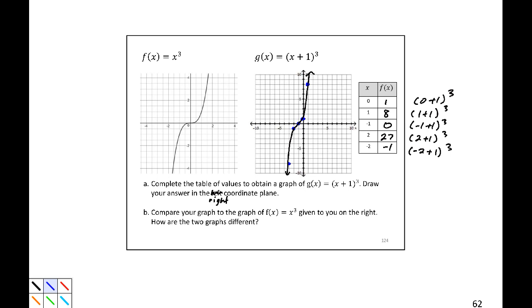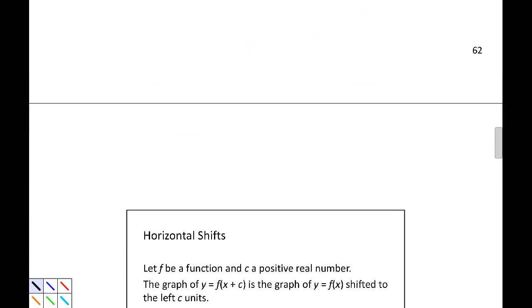And this is part B. Compare your graph to the graph of f of x equals x cubed given to you on the left. The graphs are different because g of x is 1 unit to the left. 1 unit to the left of f of x. See if we can dive into a horizontal shift.